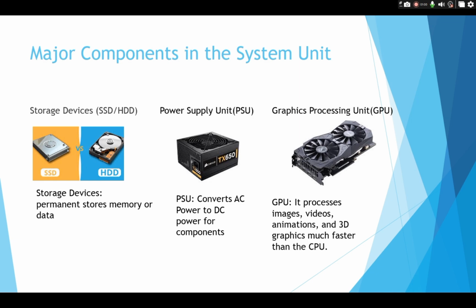Next, we have storage devices, which are SSD or HDD. It permanently stores memory or data. Next, we have power supply unit, or PSU. It converts AC power to DC power for components. Next, graphics processing unit, or the GPU. It processes images, videos, animations, and 3D graphics much faster than CPU.